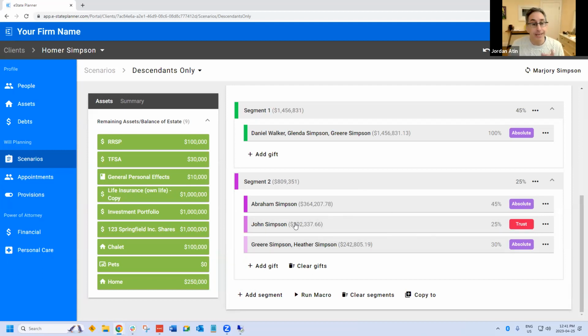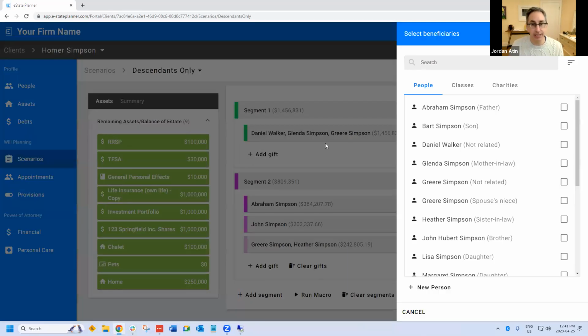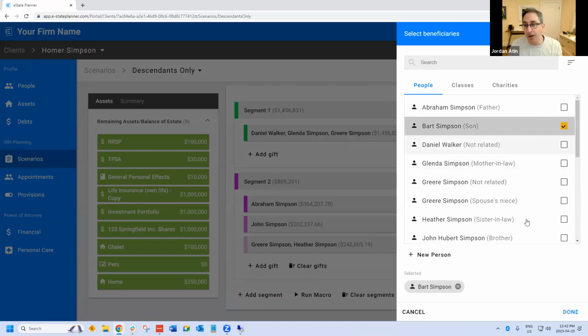Okay. Now there is one exception to that rule. If the client said, hold on, I want out of that 45%, okay, I want a cash legacy. So I don't want it coming off the top. I want it coming out of this particular 45% to Bart. Okay.